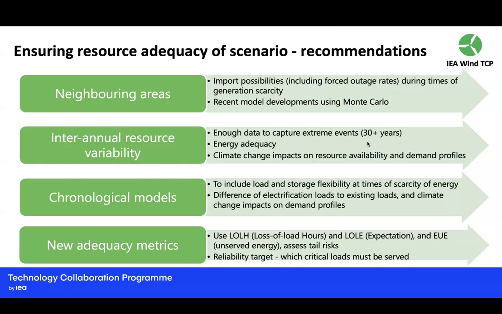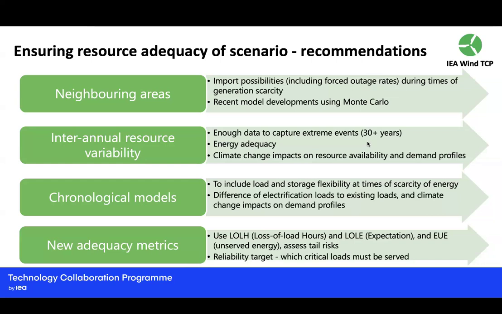But after that, looking at the case of Finland and the case of France, it was quite clear that you have benefits when you have more than 10 years of data, and 30 plus years is what is recommended and often done nowadays.